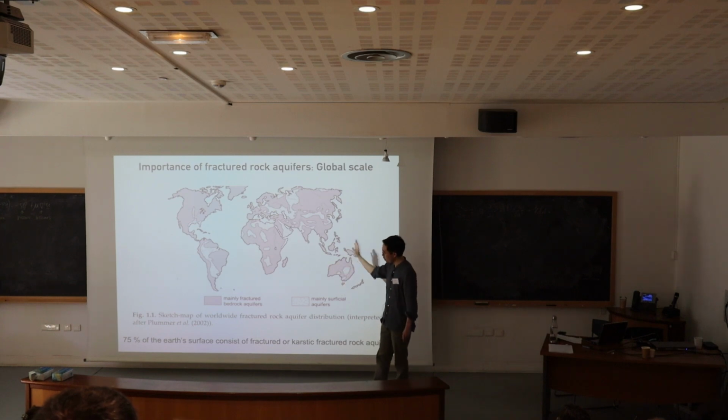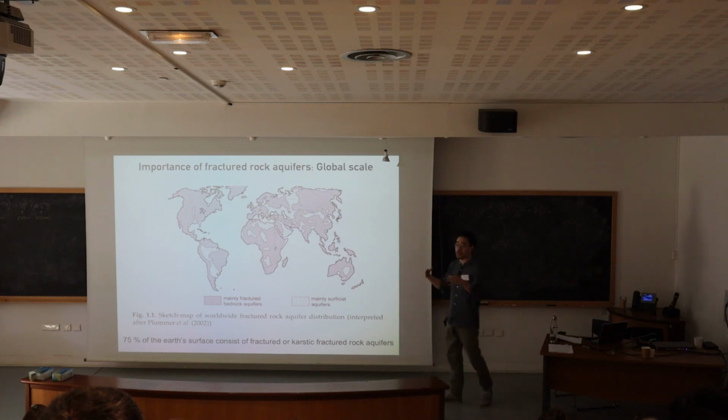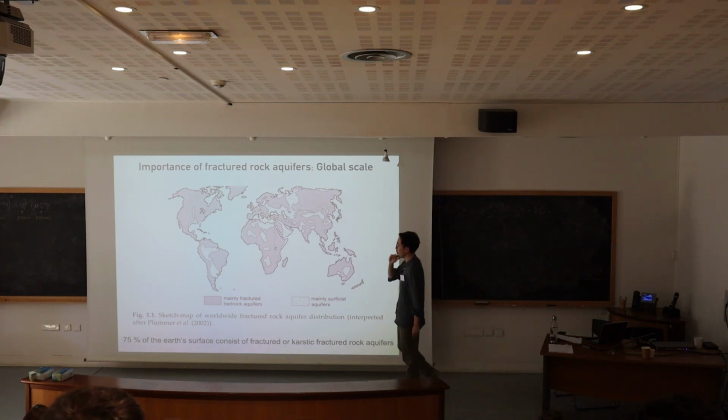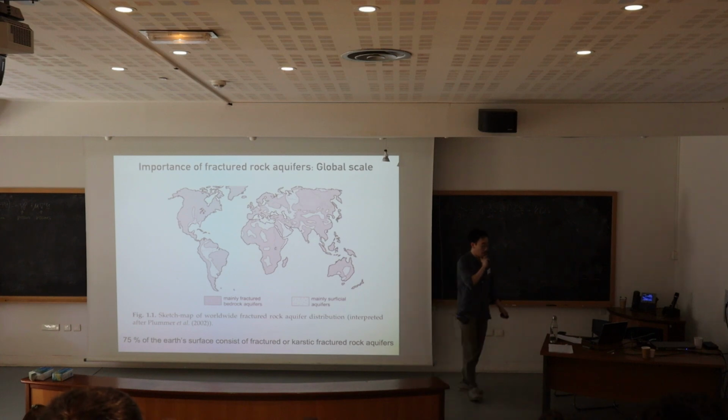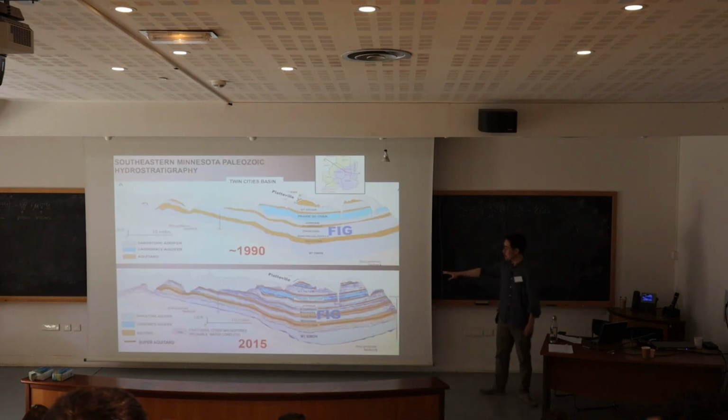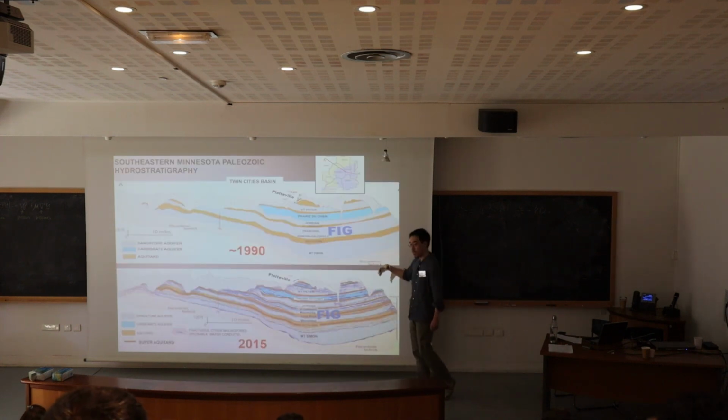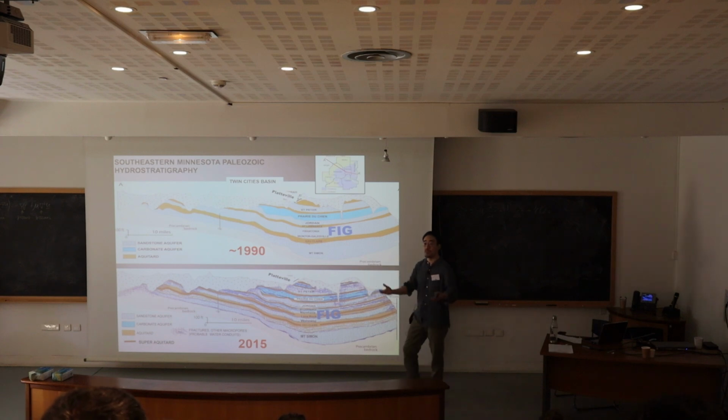This is a bit old reference, but still gives us good idea about how widespread fractured aquifers are. It shows that about 75% of near surface aquifer system that human use is composed of fractured aquifers. And fortunately, I live in Minnesota, and we have State Geologic Survey, which is one of the most advanced geologic survey in the US. And we really have good understanding of our aquifer system.